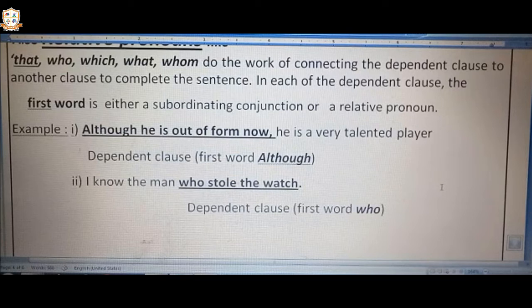Sentence number 1. Although he is out of form now, he is a very talented player. So the first portion of this sentence is a dependent clause because it has an incomplete meaning, and so we have added the independent clause, he is a very talented player. The same way in the second sentence, the second portion is a dependent clause and it starts with a relative pronoun who, and with the independent clause, this sentence is expressing its complete meaning.